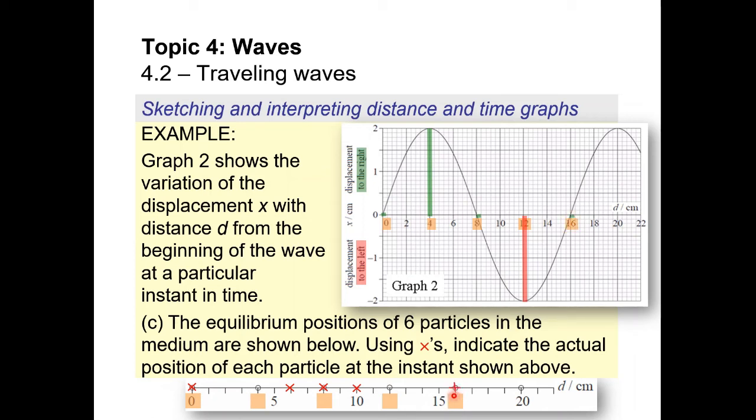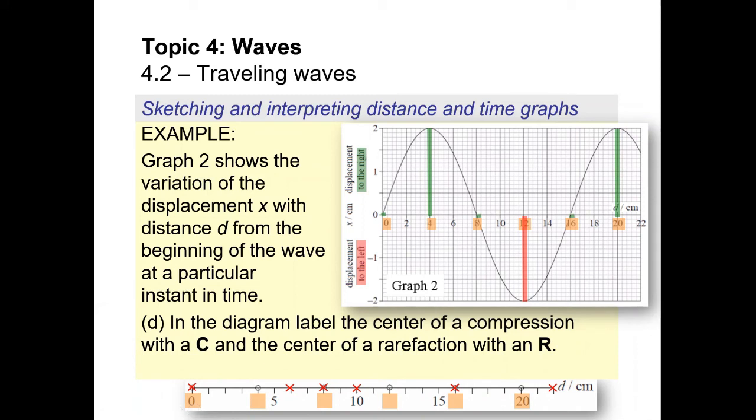Now move on to 20, which corresponds to here. At 20 we have a displacement to the right by 2. So 1, 2 to the right. So now we have a compression and we have a rarefaction. On the diagram, label the center of the compression with C and the center of the rarefaction with an R. That's the compression, that's the center, and this is the rarefaction, and the center is there.